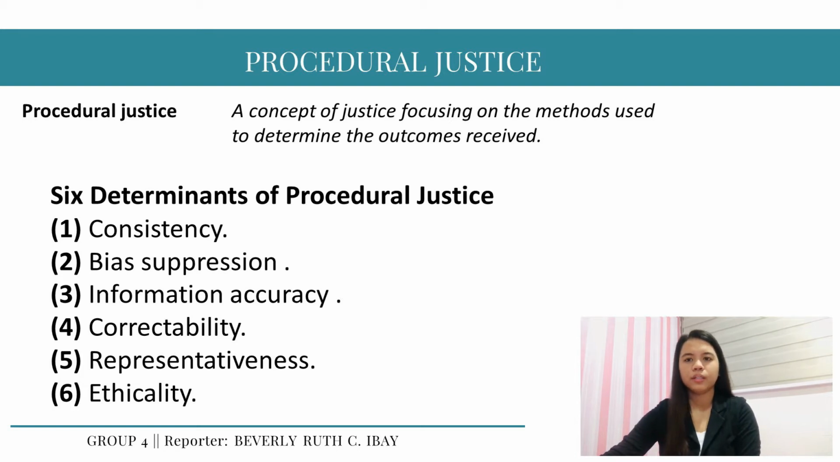Third, information accuracy. The procedure is based on information that is perceived to be true or real. Fourth, correctability. The procedure has built-in safeguards that allow one to appeal mistakes or bad decisions. Fifth, representativeness. The procedure is informed by the concerns of all groups or stakeholders affected by the decision, including the employee or the individual being dismissed. Sixth, ethicality. The procedure is consistent with prevailing moral standards as they pertain to issues like invasion of privacy or deception.